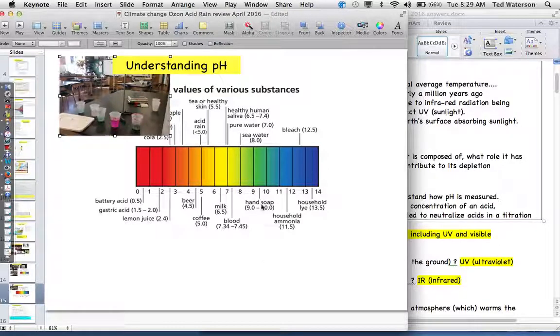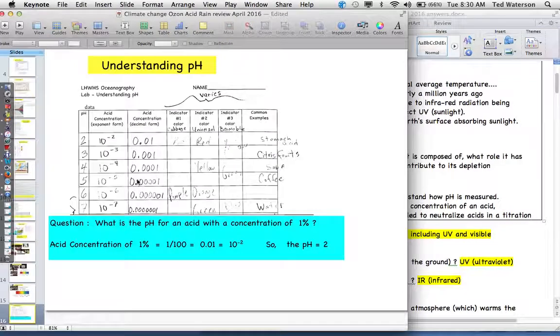So if it took a lot of base to neutralize it, we said we're starting with a stronger acid. If it took just a little bit of base to neutralize it, we said we were starting with a weaker acid, or an acid closer to 7. So how much base, how much soapy water it took to change the color of your acid, to neutralize your acid, was one way to measure how strong that solution of water, that acid, really was. As we get closer to 7, the acid concentration decreases.